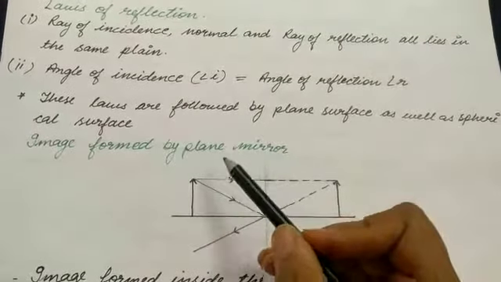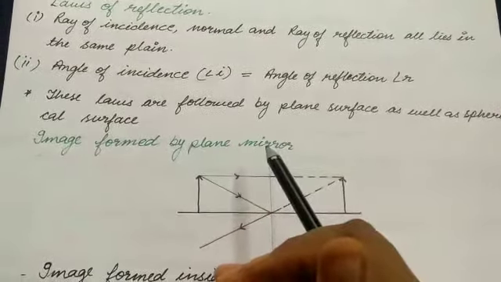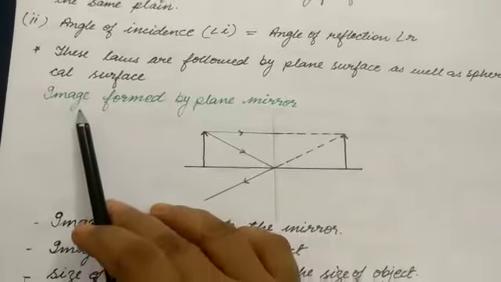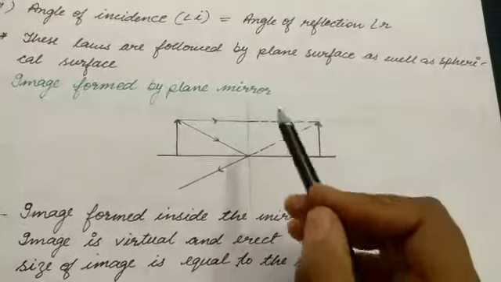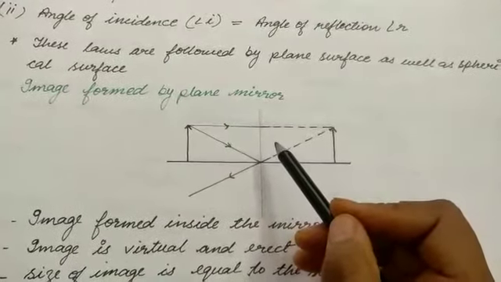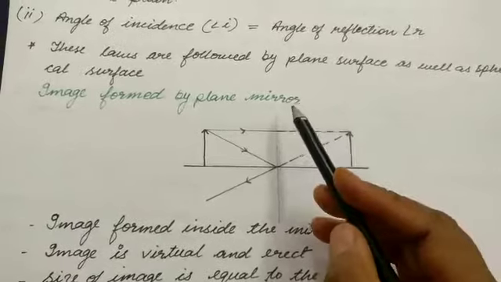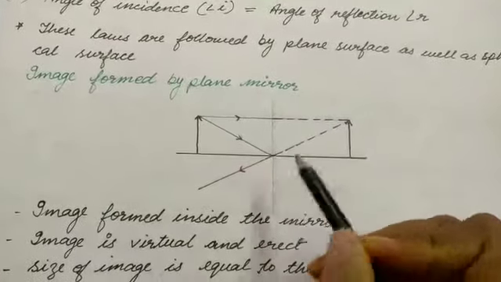What are spherical mirrors? We are going to study about them a little bit later. First of all, let us look at the image formed by a plane mirror. The schematic diagram of the image formed by a plane mirror you have already learned in previous classes. Here I have just given you a glance of that.